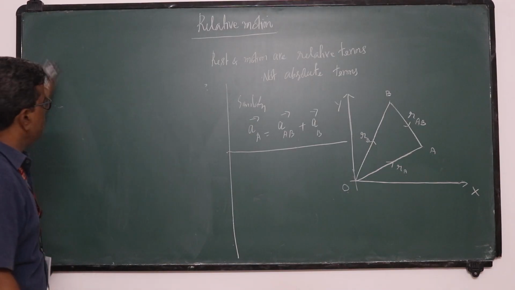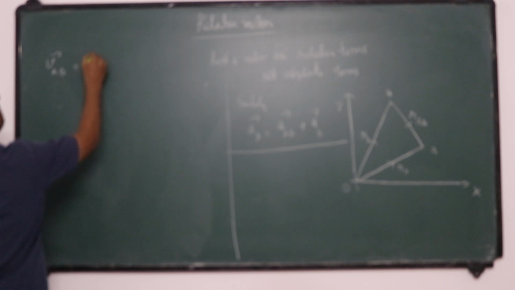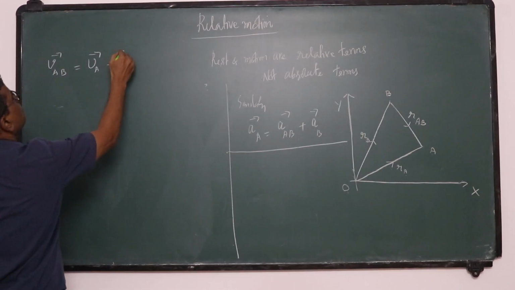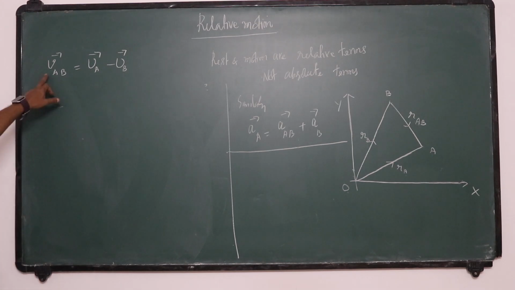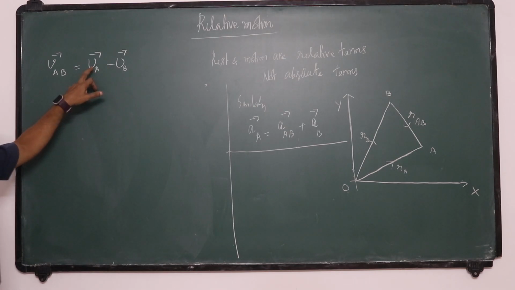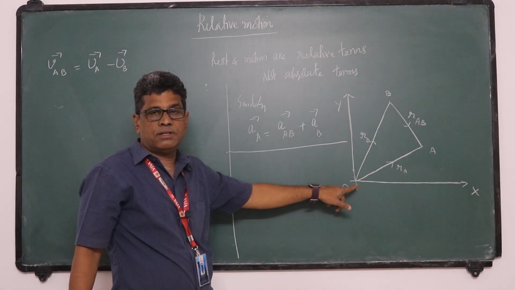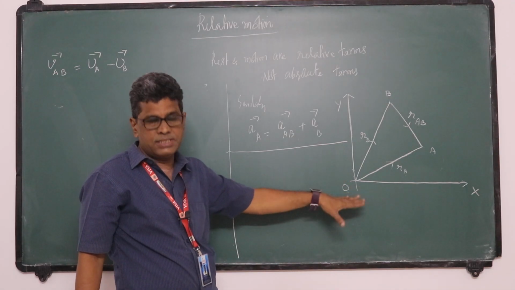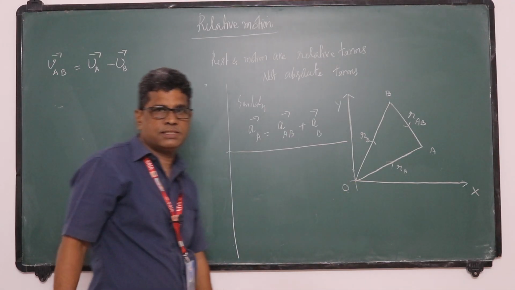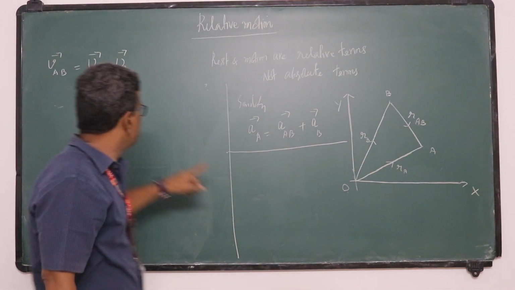That is, VAB is equal to VA minus VB. So the velocity of A with respect to B, we can write as the absolute velocity of A with respect to the fixed frame of reference that we have chosen as our reference, the x-axis, y-axis. So the velocity of this particle A with respect to this coordinate system is VA.